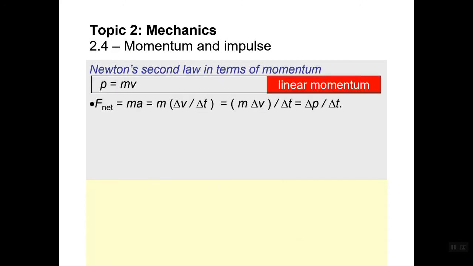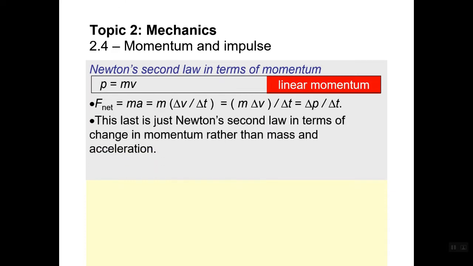So net force F equals mass times acceleration, and acceleration is the rate of change of velocity, or change in velocity over change in time. We rearrange to mass times change in velocity, which is change in momentum. This last is just Newton's second law in terms of change in momentum rather than mass and acceleration. In fact, this is the proper definition of Newton's second law. So the net force equals the rate of change of momentum.